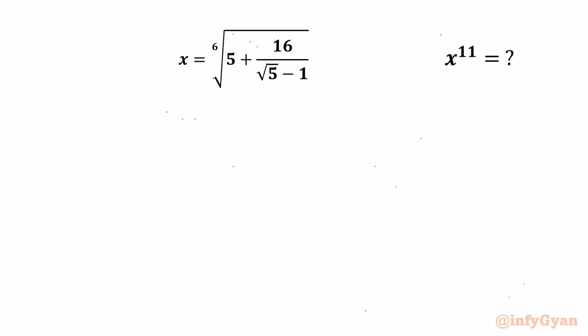In today's video, we are going to take up another very interesting and challenging question from radical mathematics. X is given to us as the 6th root of (5 plus 16 over square root 5 minus 1). Then it is said to find out x power 11. So let's get started by considering this expression equal to e.